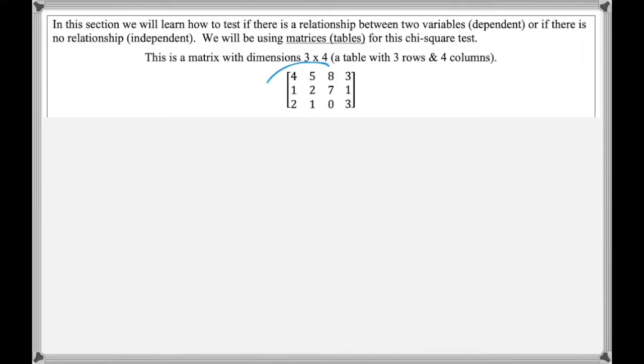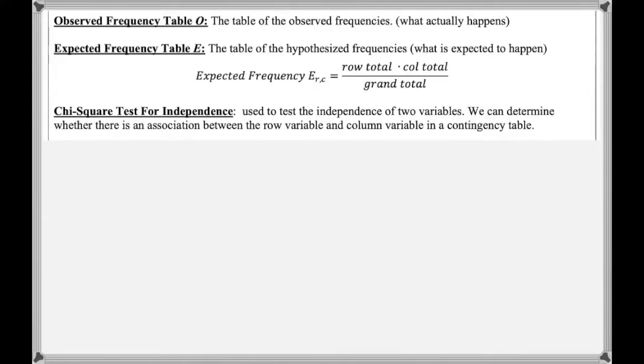So this is a matrix with dimensions 3 by 4. Essentially, it's just a table with 3 rows and 4 columns of numbers. And the test is similar to the chi-square test for goodness of fit. Instead of having an observed list and an expected list, we have an observed table and an expected table. To find the expected frequency, we have to take the row total, multiply it by the column total, and then divide it by the grand total.